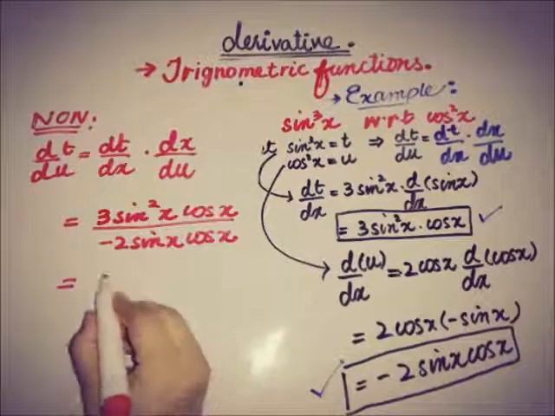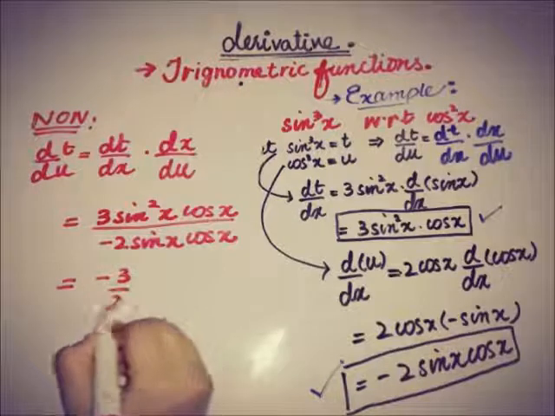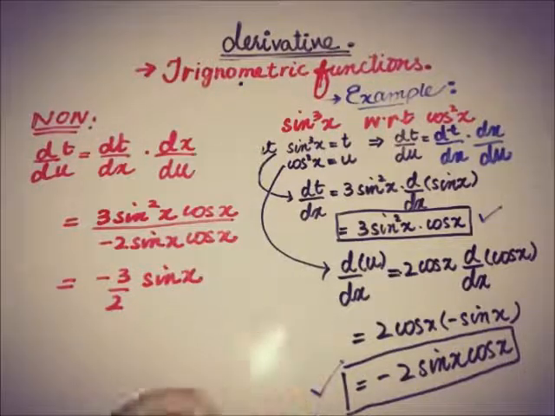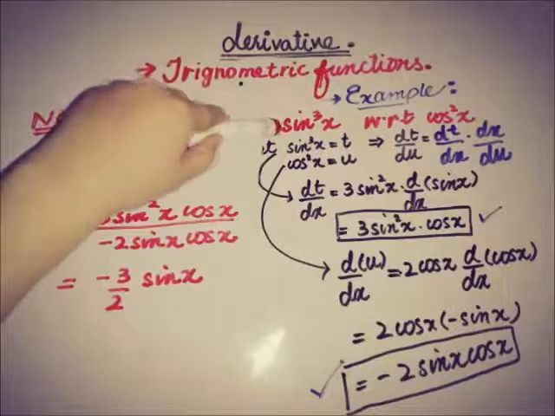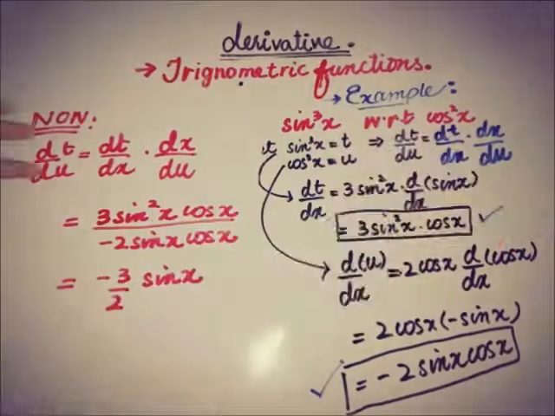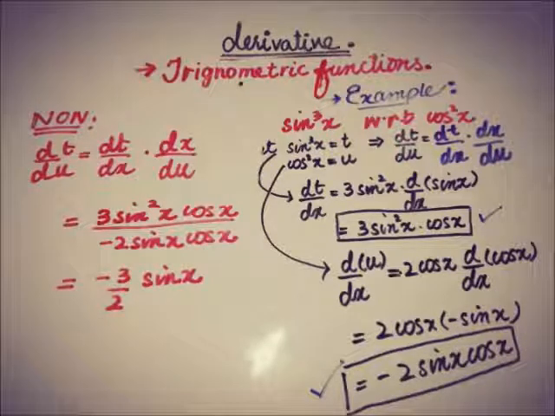Further simplifying it, we will get minus 3 by 2 sine of x. So this is the answer to this question: the rate of change of this function with respect to the other function is equal to minus 3 by 2 sine x. We have seen now that by using the chain rule we can also find the derivative of trigonometric functions. It will make things easier.